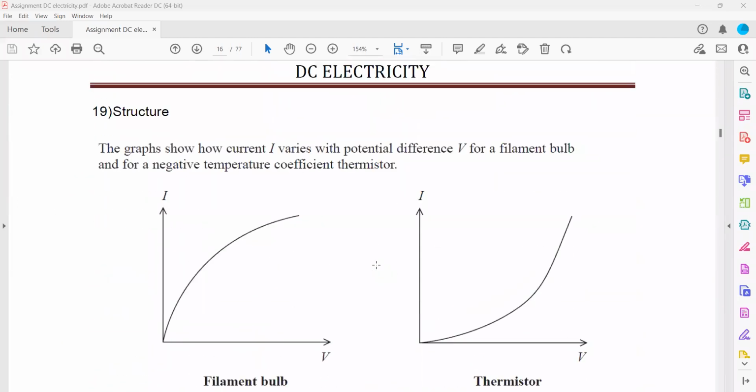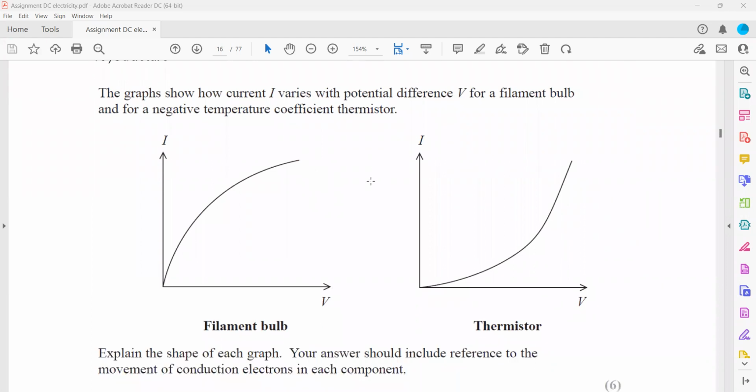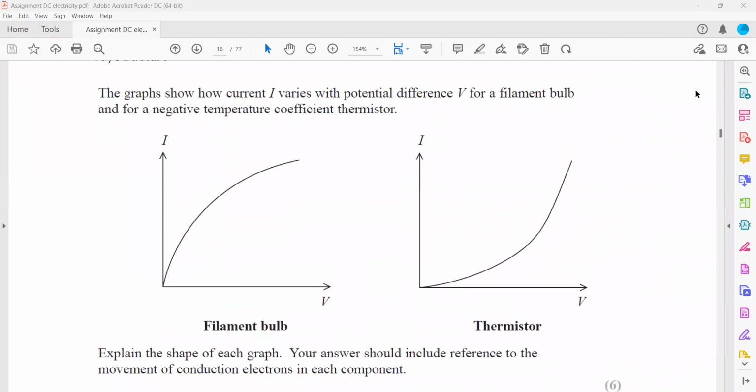Then we have another question. As you can see, the graph shows how the current varies with the potential across a filament. A negative temperature coefficient thermistor is a component in which, if we increase the temperature, resistance decreases. The others, which follow Ohm's law, are also known as ohmic resistors. With current on the y-axis and voltage on the x-axis, what does the slope represent? The slope represents the reciprocal of the resistance, because resistance is voltage divided by current, but here it's current divided by voltage.